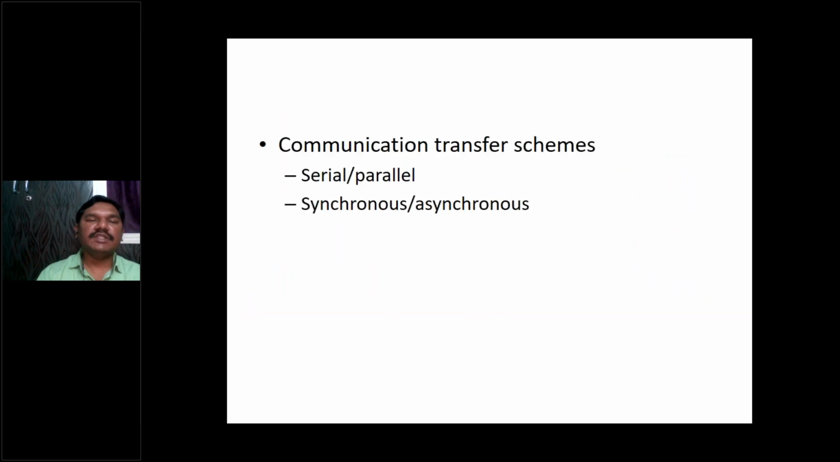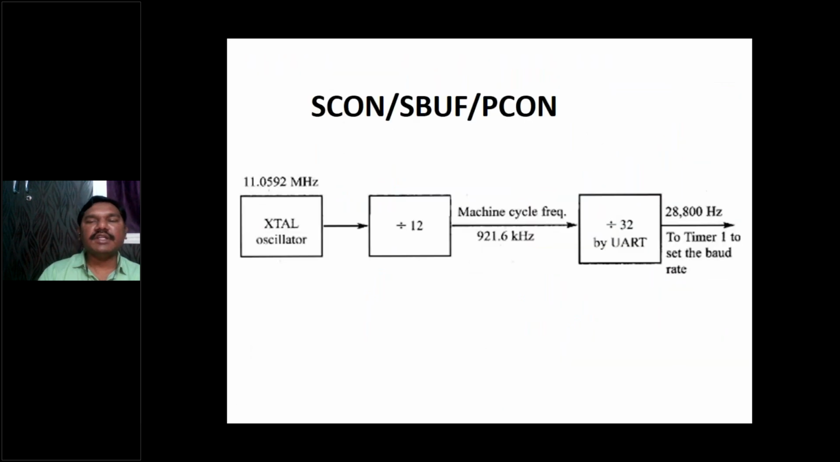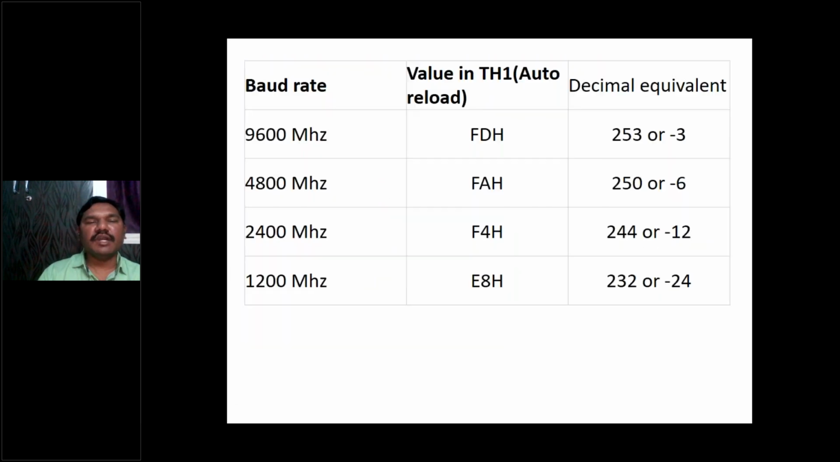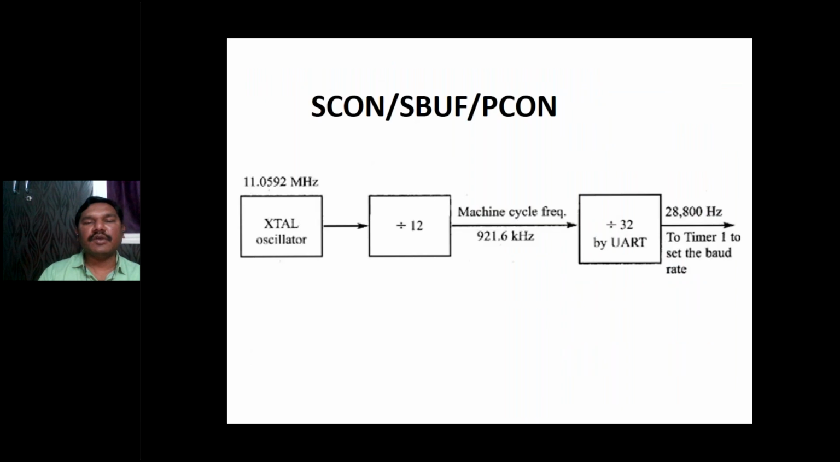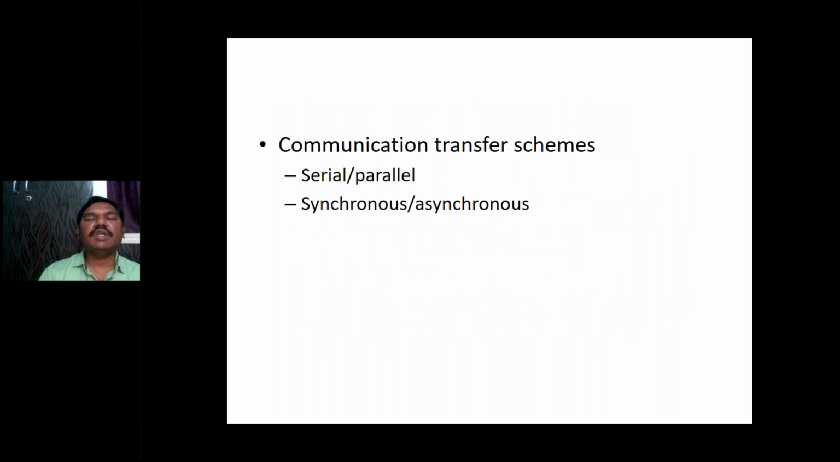So that's why this is serial communication. To generate these baud rates, we take this circuit diagram showing how to communicate with the external world. There are two types of communication standards, de facto and de jure. This will be completely explained in the third unit, because the third unit is about interfacing of communication.